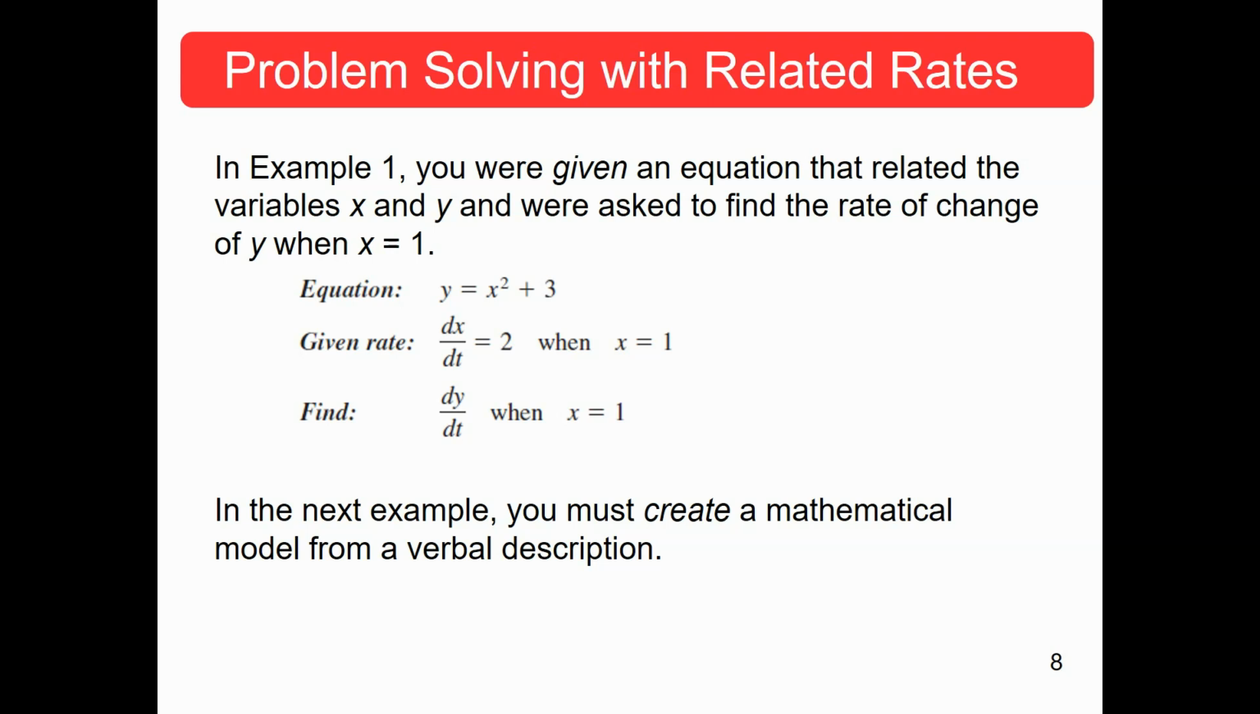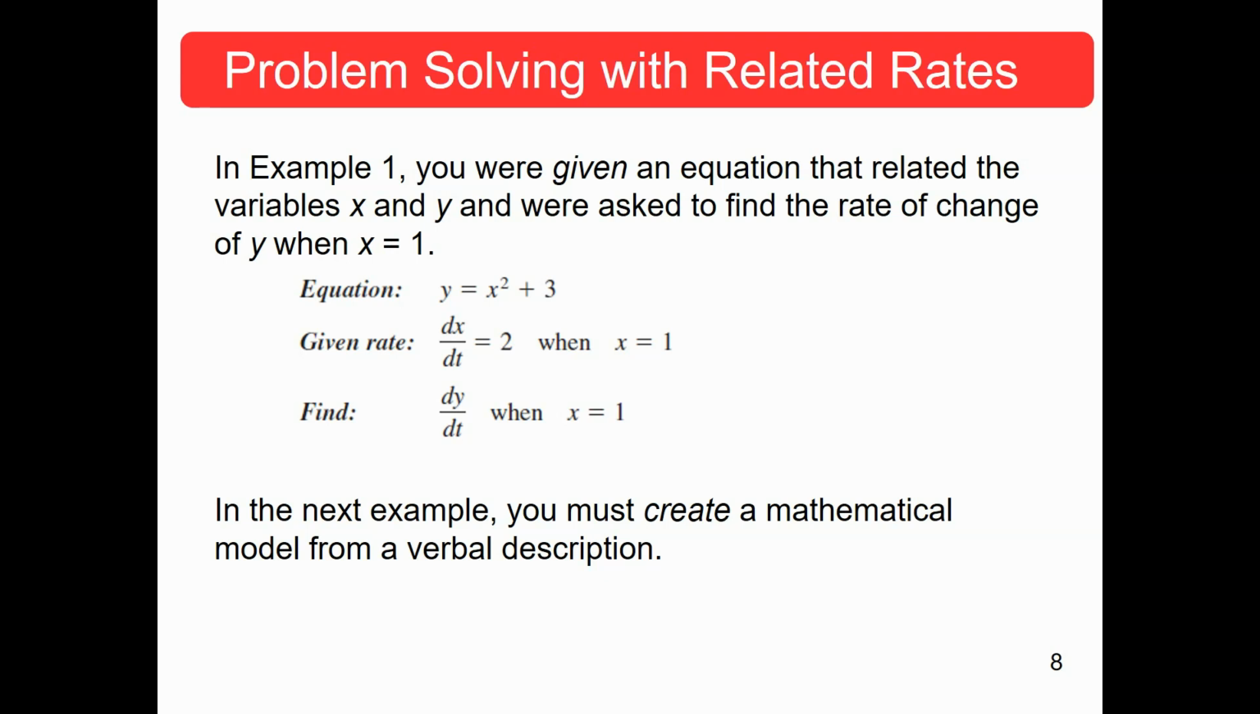So in this video, we are looking at problem solving with related rates. Now in example one that we did, you were given an equation that related two variables together and were asked to find the rate of change of y when x equals 1 given that dx dt equals 2. So it was easy because it was already set up for you. You just differentiate both sides implicitly and then plug in those values.